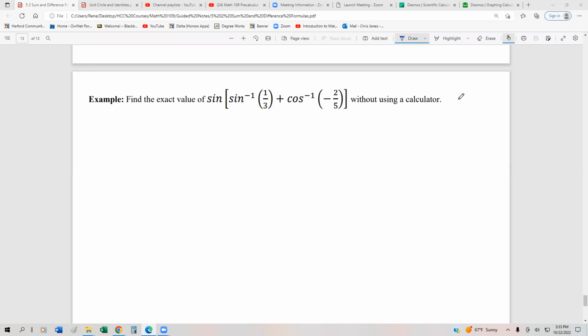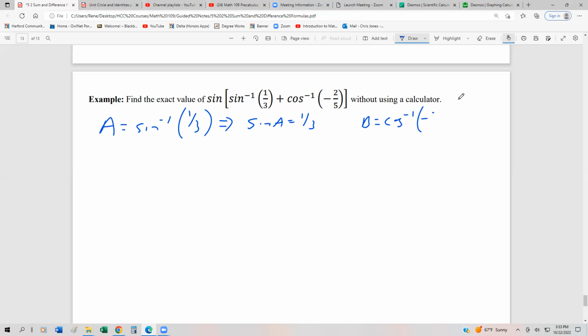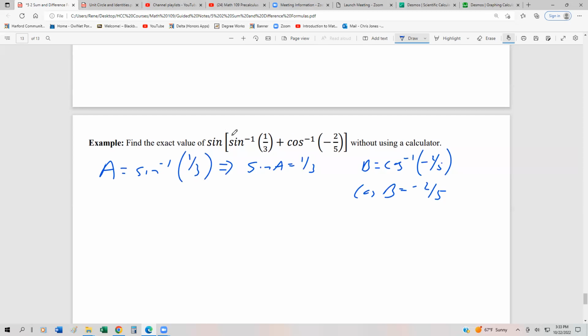And what we're going to do is, let's say that this is going to be equal to A. So let's say A is equal to the arc sine of 1/3. What that means is that the sine of A is equal to 1/3. And let's let B equal the arc cosine of -2/5, which means that the cosine of B is equal to -2/5. All right, so now we can go ahead and draw our triangles and figure out the remaining sides for these, okay?